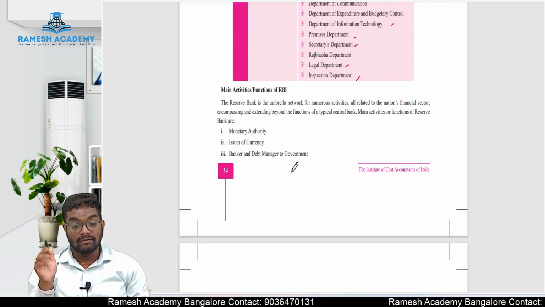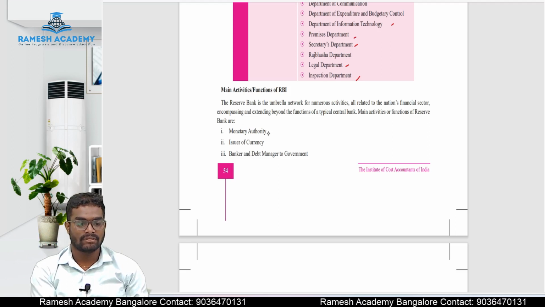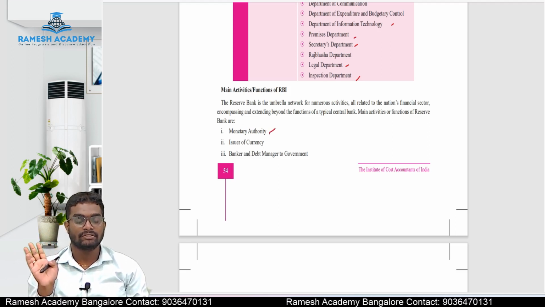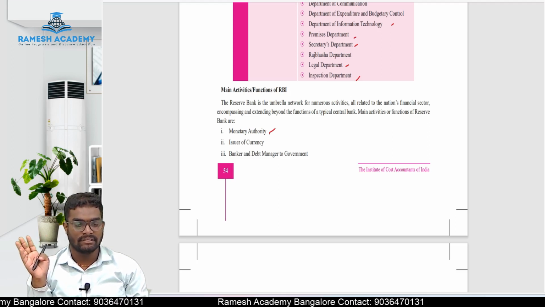Next we'll see the activities of RBI. What are the main activities of RBI? First and foremost, the monetary authority. It is the sole agency responsible for monetary policy in India.